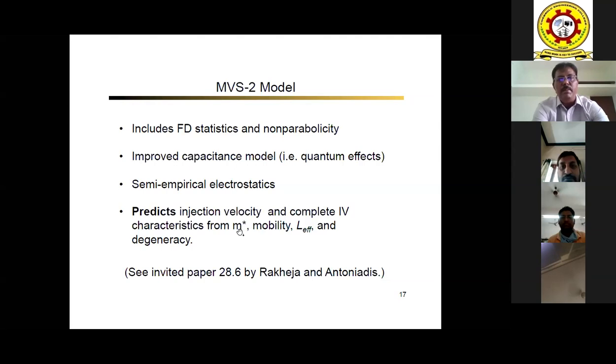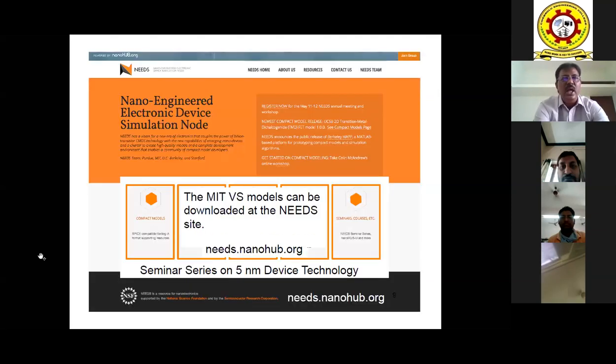From M star may be a new term for some of us. This is the electron mobility, okay? Mobility of the electron. Then L effective, the actual effective length of the gate, and degeneration. Sometimes they degenerate. What is degeneration? Before the carrier moves from the source to the destination, some of them may recombine due to excess holes in the device, in the substrate. That leads to degeneration. Okay, so this is where we can download the MIT VS models.